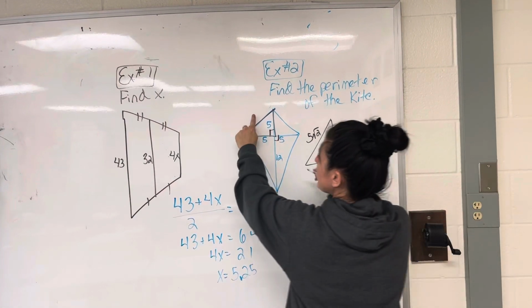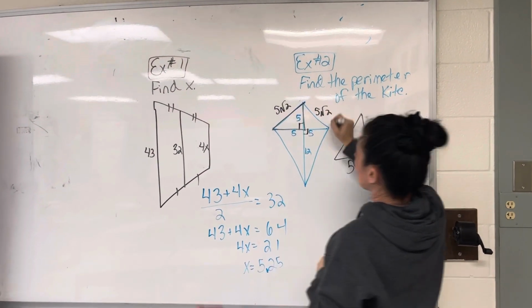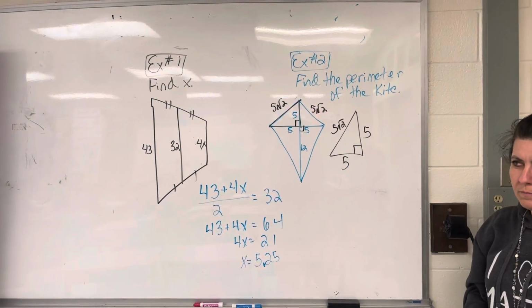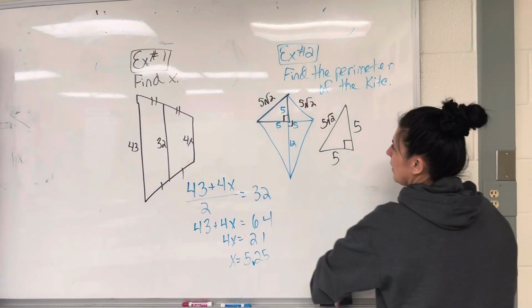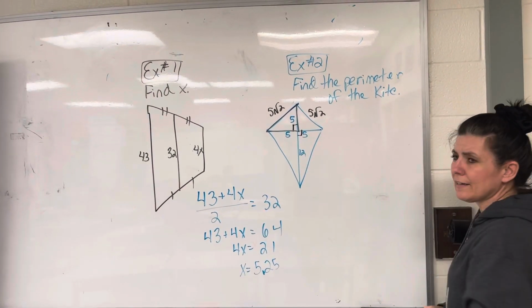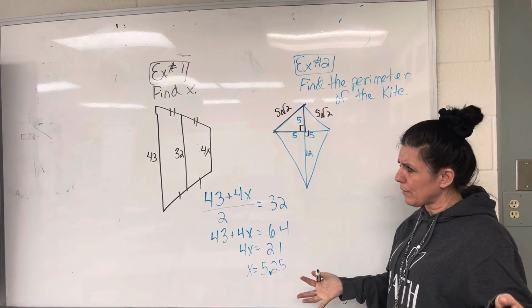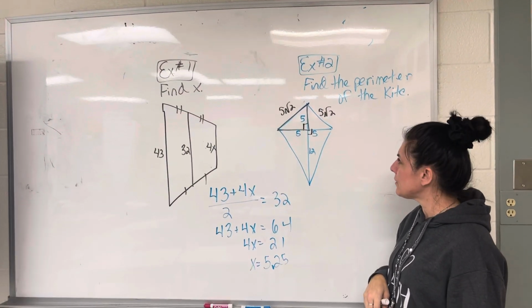So I now know that this side length is 5 square root of 2, and also this one's 5 square root of 2. Also, the benefit of using our 45, 45, 90 rule is that this is an accurate answer. There's no rounding, which is usually better. You don't want to round and lose some of your accuracy.